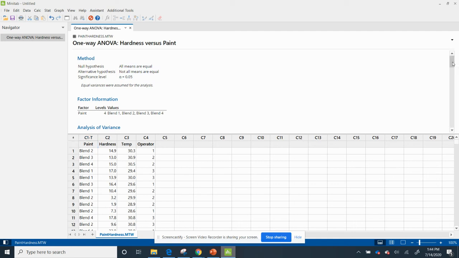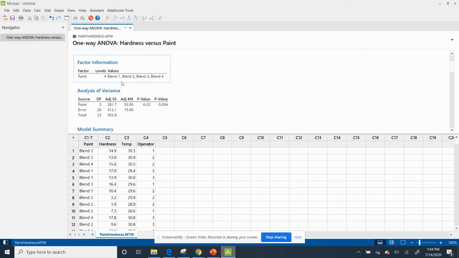Keep going. It gives me my factor level. Remember, factor in this one is blend 1, blend 2, blend 3, and blend 4. It tells you what your factors are. Say like we had 20,000 different kinds of paint, and I wanted to know what my groups were. Basically, my categories, that's what that does for me.